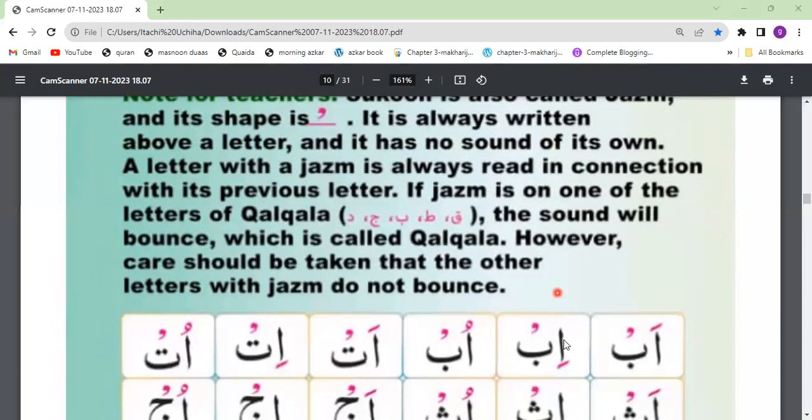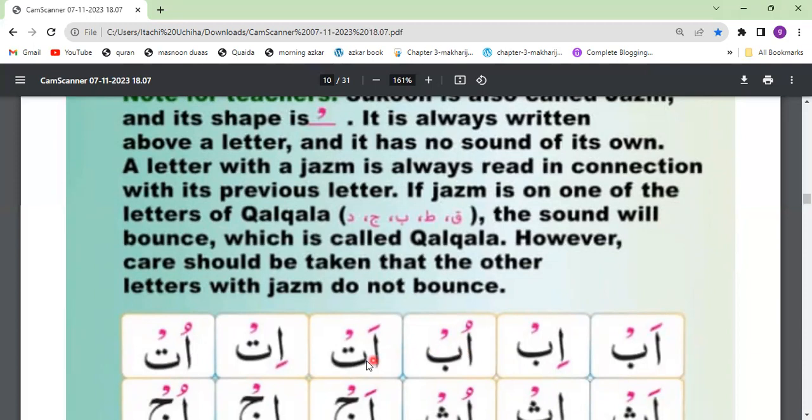Okay? So let's pronounce over here. It's a sound with the ba. What we have to do is join the ba with the hamza, and make it bouncing from the ending, like ab, like that. We cannot say it flatly, but we have to make it bouncing, ab, like that. Ib, ub, like that. Okay. This is what a bouncing sound is. This is what a qalqala sound is.